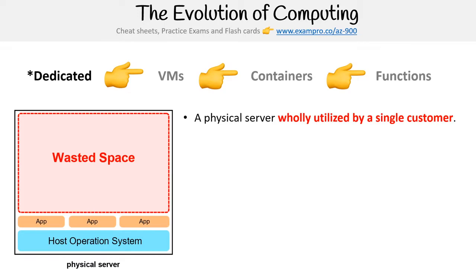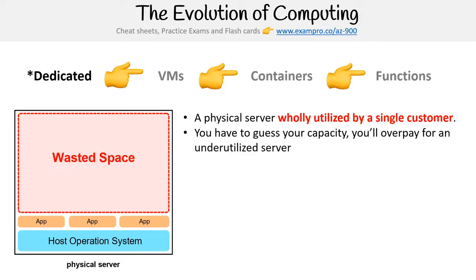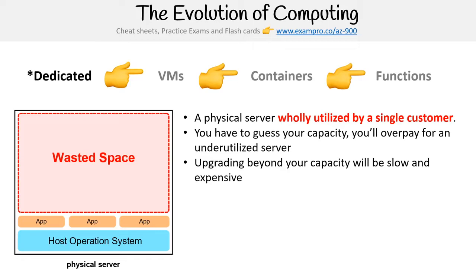The idea is that this customer has purchased this dedicated piece of hardware. But the thing with this is that you have to guess your capacity. When you buy it, it's like a capital cost, and you have to plan how you're going to fully utilize it. So you're going to overpay and you're going to have underutilized servers. When you first launch your app, it might be small and you're expected to grow into that space, but you're just not using that space until you grow into it. So it's considered wasted. If you want to upgrade beyond your capacity, this is going to be slow and expensive.